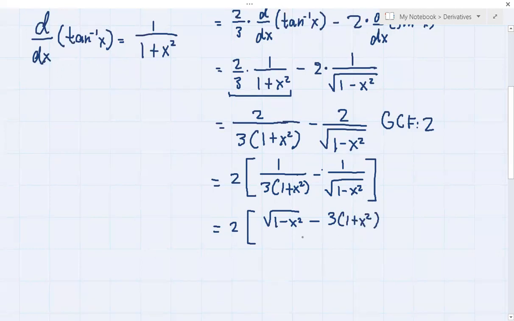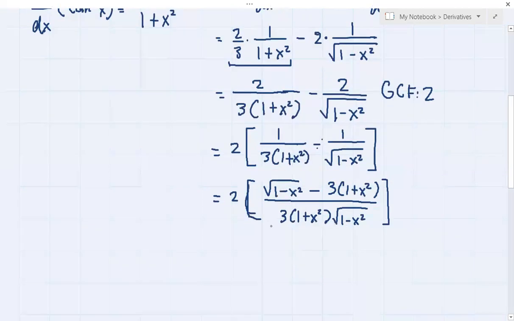Okay? Then, after that, multiply their denominators. So, 3 times quantity 1 plus x squared, times the square root of 1 minus x squared, we will have this one. 3 times quantity 1 plus x squared, times the square root of 1 minus x squared. Ayan na siya. Okay? There you go.